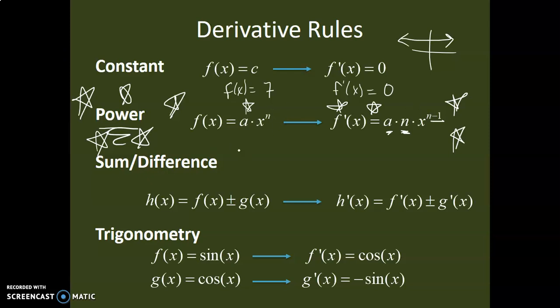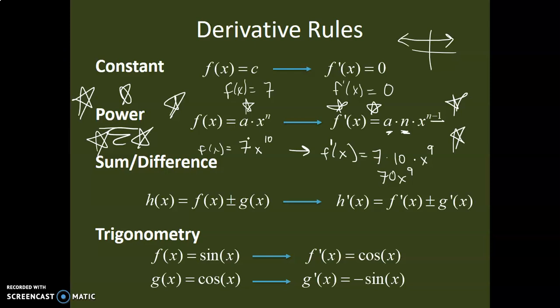So for example, if my original function was 7x to the 10th, so let's say that f of x was 7x to the 10th, the derivative, f prime of x, would be, well, let's keep that 7 out front. So 7 times 10 times x to the 10 minus 1 would be 9. So it would be 70 x to the 9th.